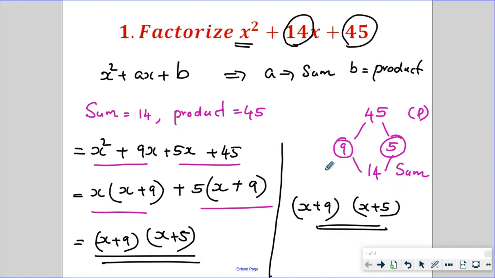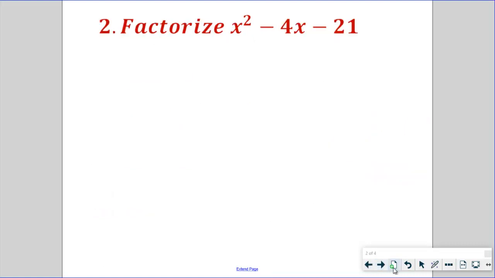Okay, without doing HCF, we can write the factors of the given polynomial if the polynomial is in the form of x square plus ax plus b. Here also we have to factorize x square minus 4x minus 21. So here you can write the polynomial first, x square minus 4x minus 21.